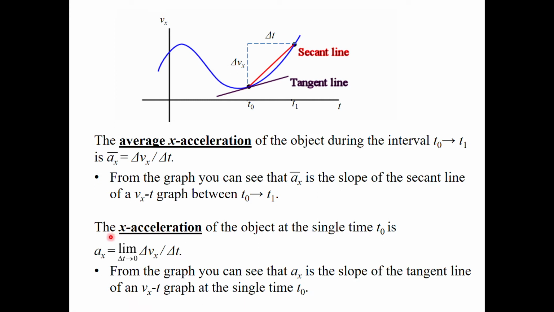And the instantaneous x acceleration that applies at a certain time, you just take that over a very tiny time interval. Graphically, the slope of the tangent line to the velocity versus time curve at a particular time is equal to the instantaneous x acceleration at that time.